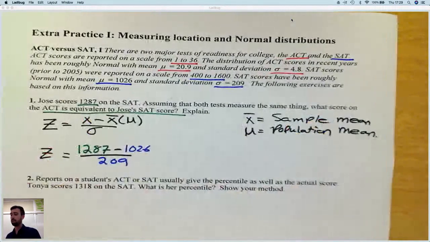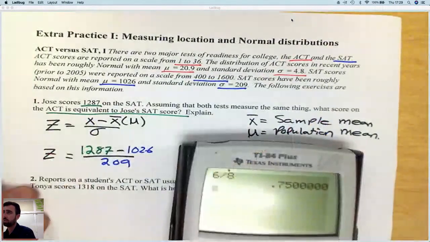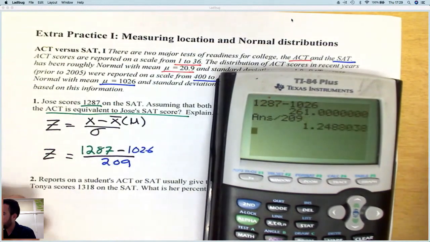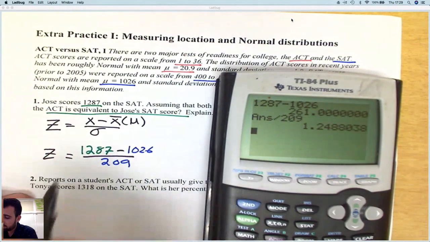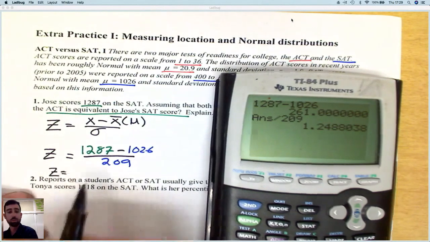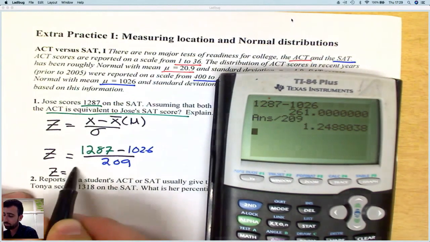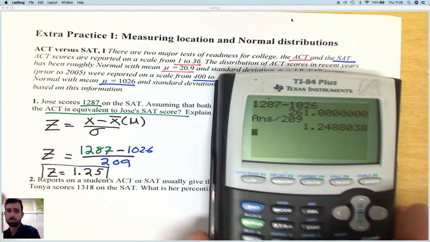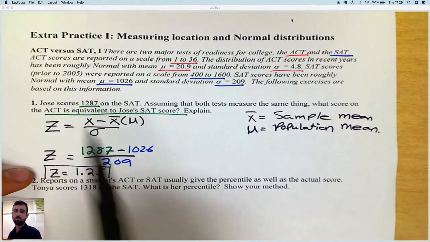So we're going to go to our calculator. Let's take 1287, subtract 1026, and divide that by 209. So we get a z-score of 1.25. I'm going to round that. Great, but that's not what the question was asking. The question was asking, what would the equivalent score on the ACT be for Jose?